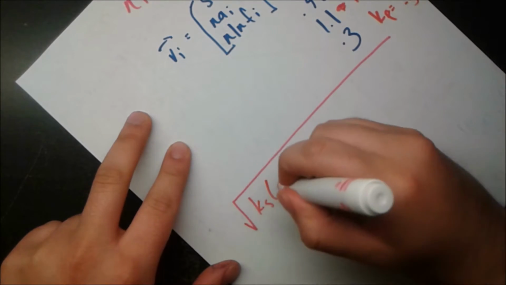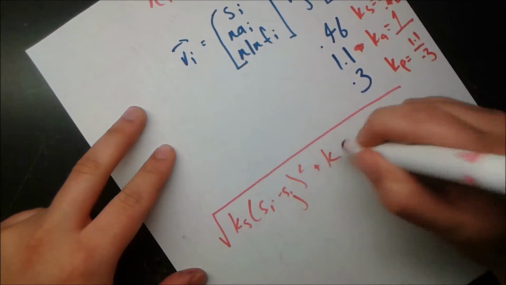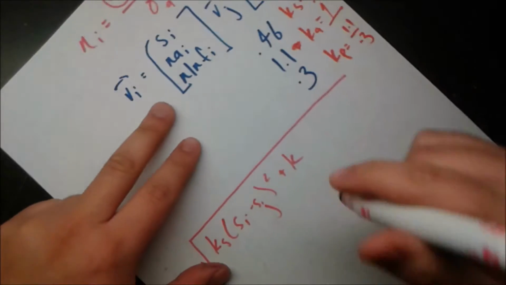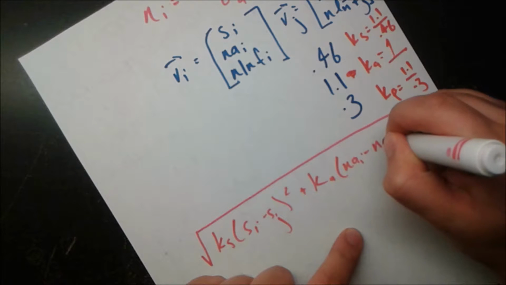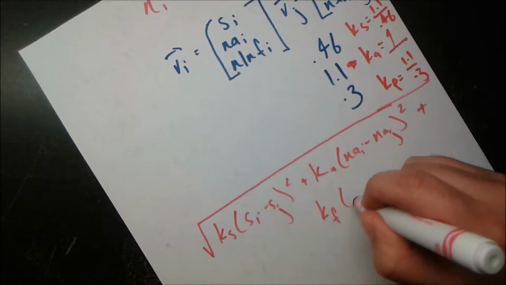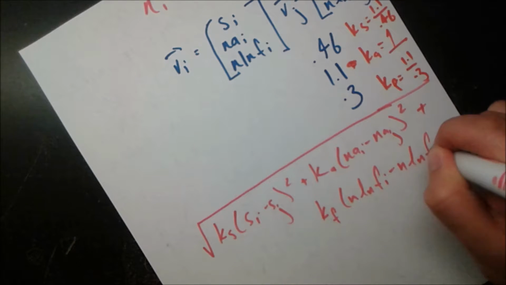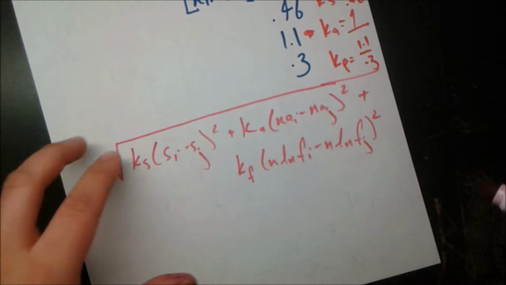So we'll write Ks times Si minus Sj squared, plus Ka times Nai minus Naj squared, and finally plus Kf times N ln Fi minus N ln Fj squared. So this is our current trial metric.